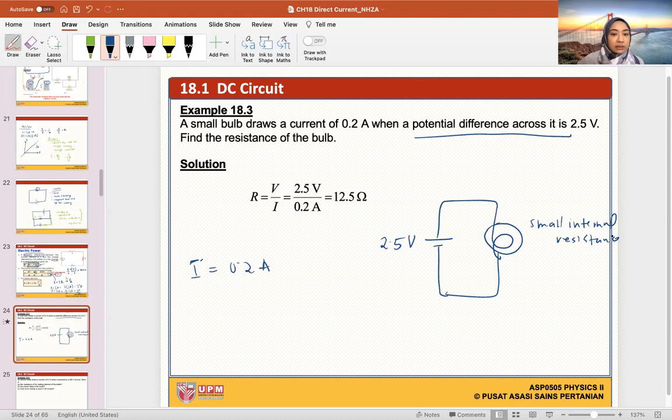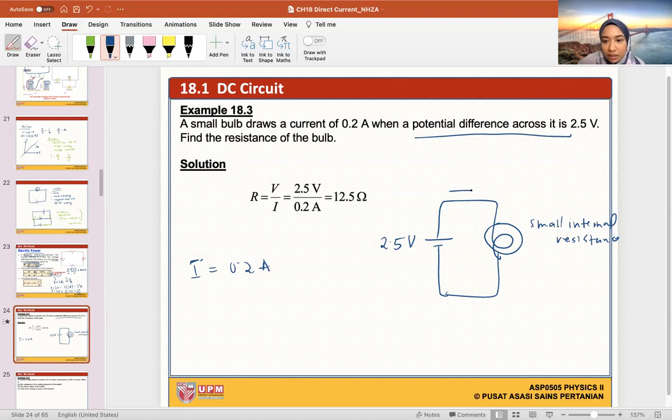But we don't call it a resistor, because the function of a resistor is to solely provide resistance to the current. But for a bulb, the function is to give light, right? So we don't say the bulb is a resistor. No, the bulb is a bulb. But it will have an internal resistance.